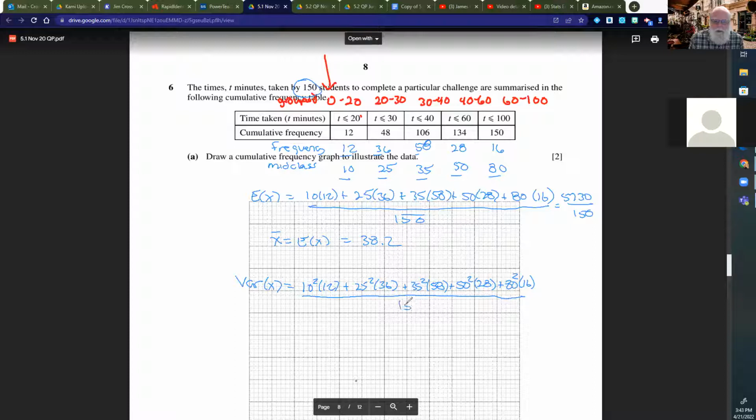150. 150 again, but then I have to take away something. What do I have to take away? The mean squared. So I'm going to write 38.2 squared. All right, now that's going to be the variance.